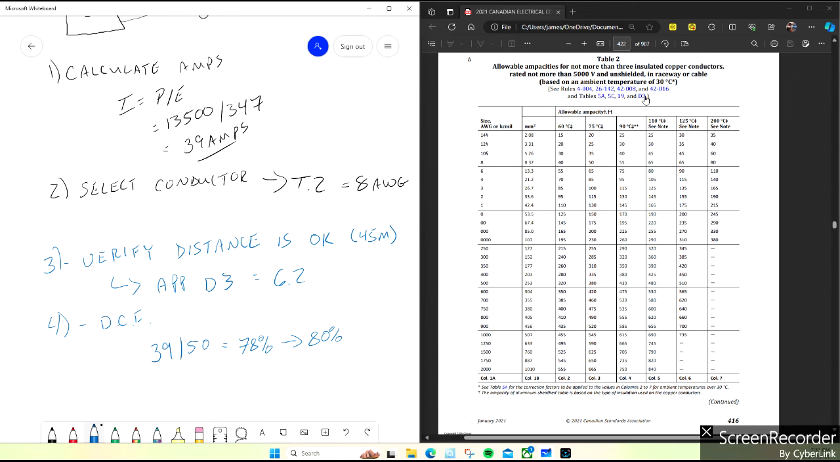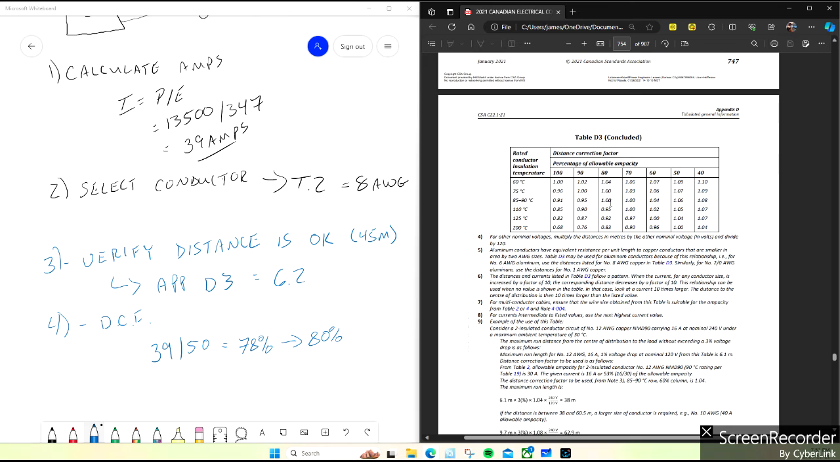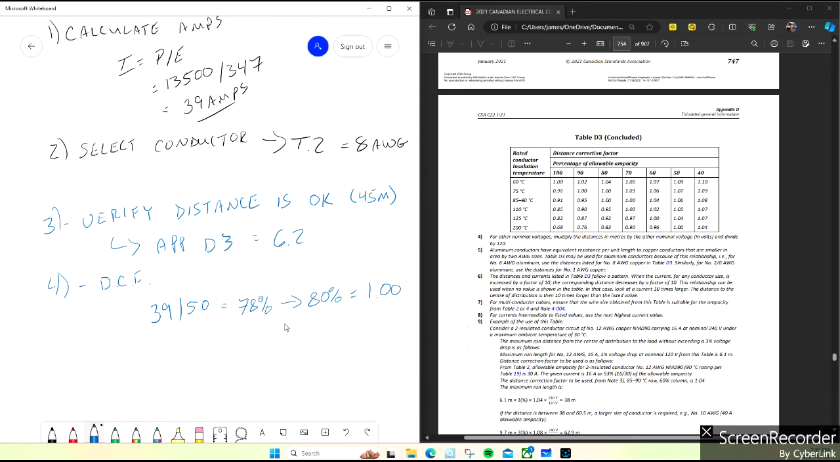Okay. We go back to this table. Under the 80% column, 75-degree row, we can see we have a distance correction factor of 1. All right, there, done. Now we just do the calculation, which we should be good at now. So step 3, calculate.